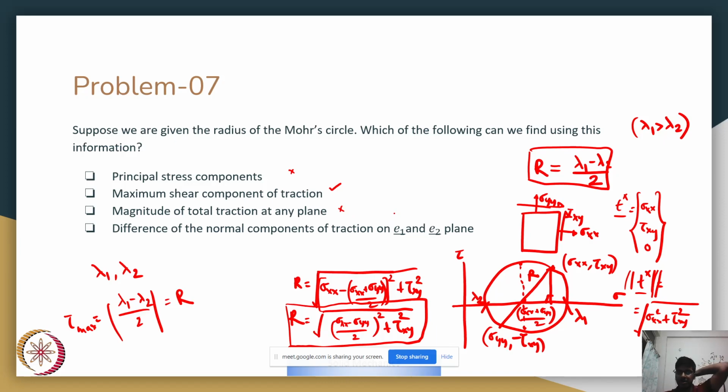And can we find the difference of normal components of traction on the E1 and E2 planes? This essentially says, can we find sigma xx minus sigma yy if we are given R? No, that is also no, right? So this is our answer. Out of these four options, we can only find the maximum shear component if R is given.